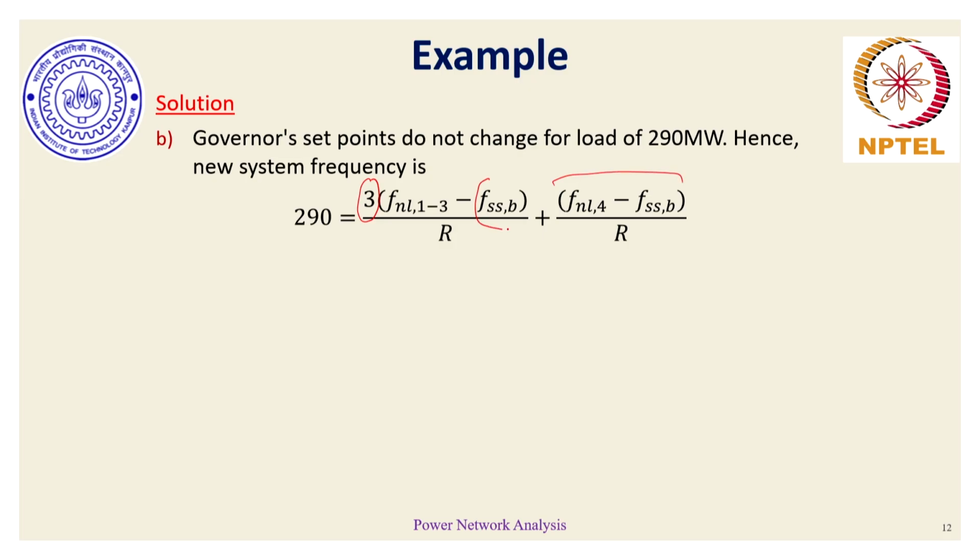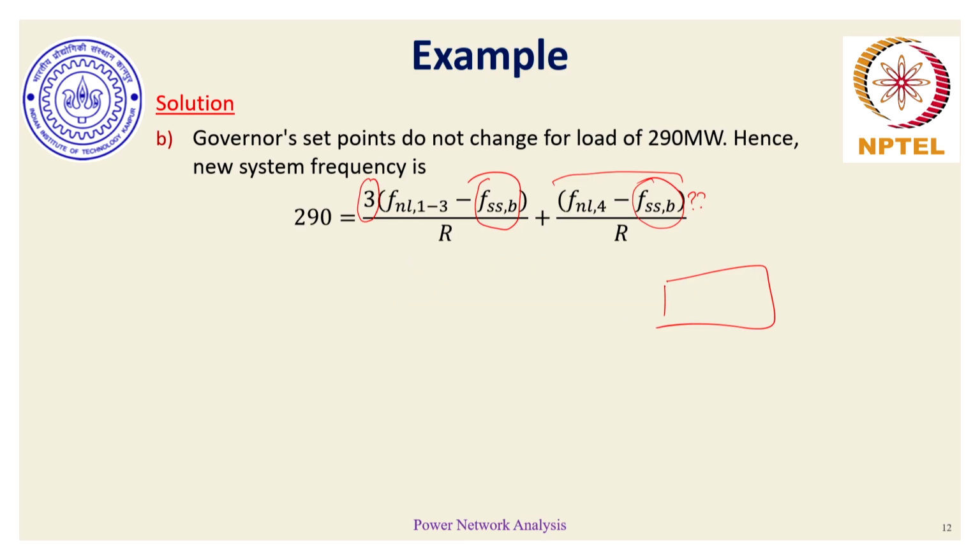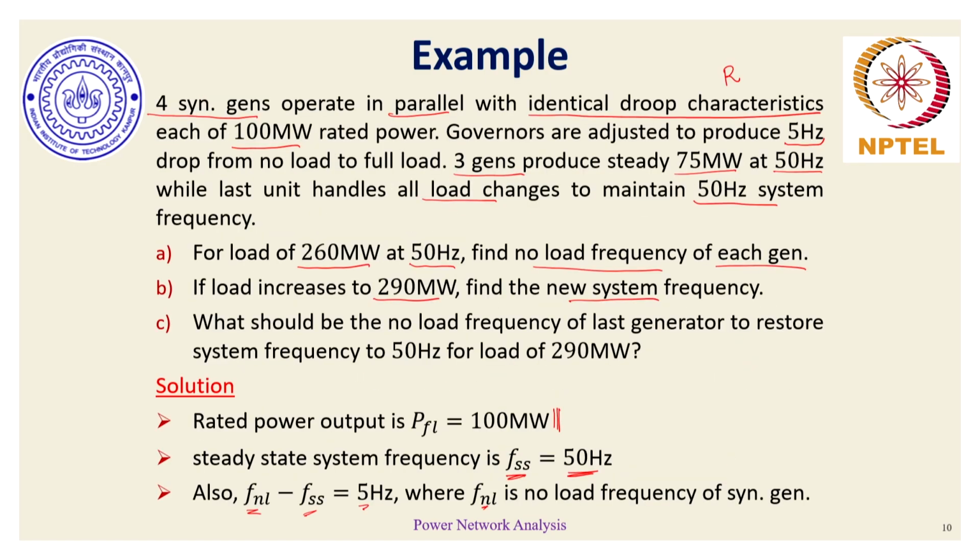The steady state frequency has now changed compared to bit A, and this is the actual unknown. The remaining quantities are known, so when we plug in those numbers, our frequency has gone down from 50 Hz to 49.625 Hz because the load has now increased from 260 to 290. And the last bit says that if the frequency has to be brought back to 50 Hz for the new load of 290 megawatt, what should be the new no load frequency of the fourth unit, which is responsible for maintaining any load change to keep frequency at 50 Hz.